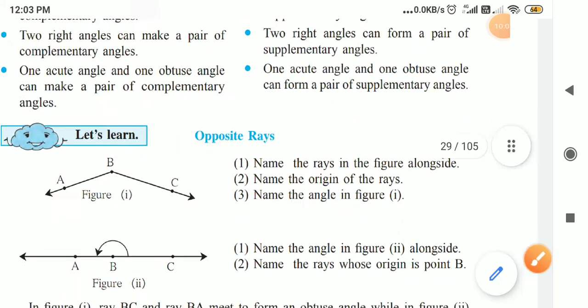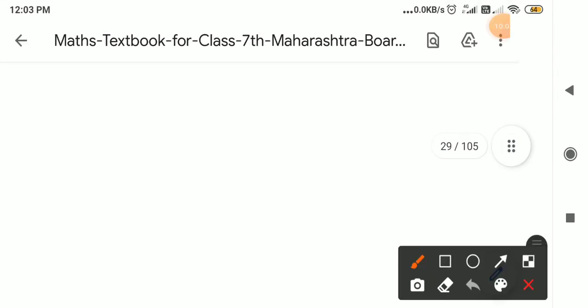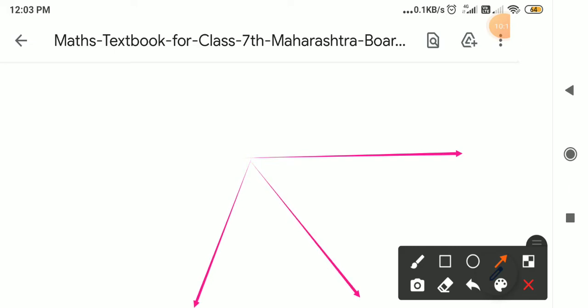Now let us learn the new point, that is opposite rays. Opposite rays. Whenever one ray is there, suppose this is one ray. One more ray I have drawn here. Suppose I will draw such a type of figure here.